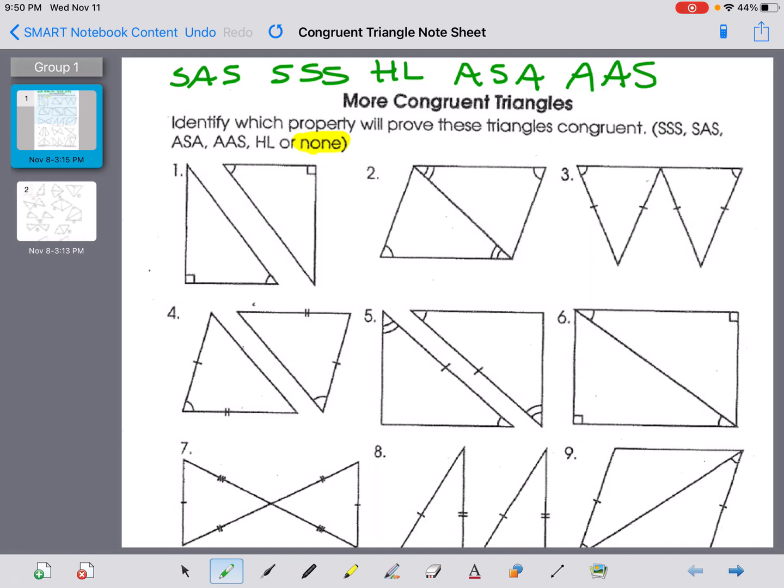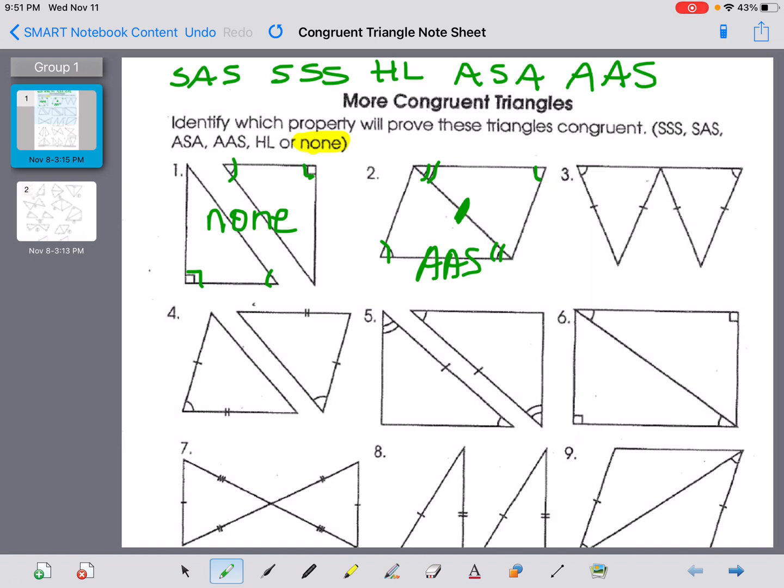So we start off with number 1. I definitely see a pair of angles. I definitely see a second pair of angles. Is there anything else we're allowed to mark? There's not. Guess what our answer is to start off with? None. All right, let's try number 2. I see some angles. Is there anything else I can mark? Definitely a pair of sides there. Is that enough to prove us congruent? I see an angle, angle, and a side outside. So that one will be an angle, angle, side.